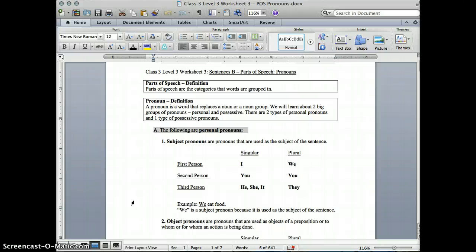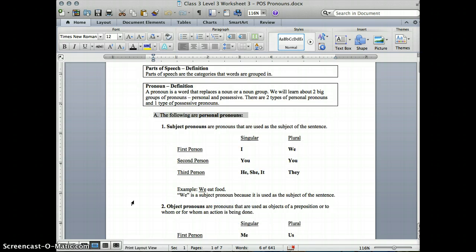Remember when we learned about subjects and predicates way back in class 2? Well, these are the pronouns that you would find in the subject. Pronouns like I, we, you, he, she, it, and they would all be found in the subject, and therefore they are called subject pronouns. One example is "we eat food," where "we" is the subject pronoun because it is used as the subject of the sentence.